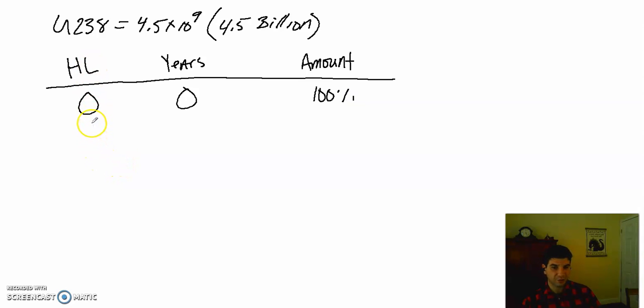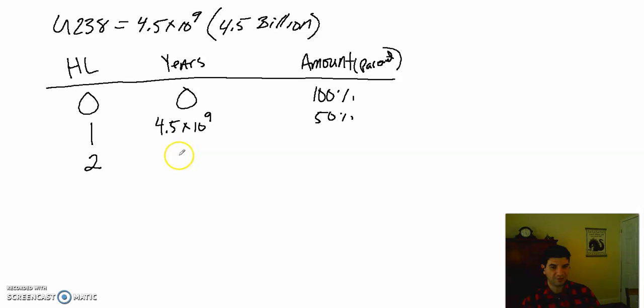At half-life number 1, a certain number of years has passed by. We know the half-life is 4.5 times 10 to the 9th, so we'll write 4.5 times 10 to the 9th. What percentage of the original parent isotope remains? In this case, it would be 50%. Half-life always cuts the amount in half.